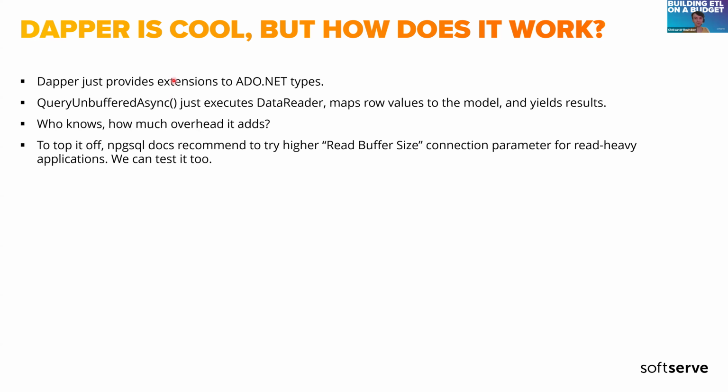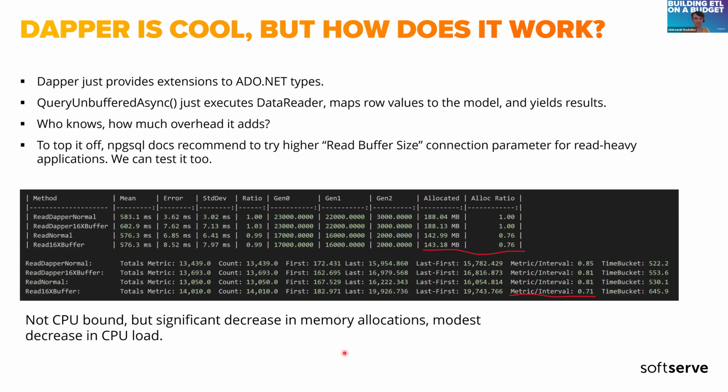I investigated its code a bit and found out that Dapper's query and buffer just executes data reader, maps raw values to the model, and yields results. Of course, to handle all edge cases, it can introduce inefficiencies. I tried writing my own async iterator to handle extraction. To top it off, Npgsql docs recommend trying higher read buffer size for read-heavy applications. After benchmarking, I found out that my new solution does not improve throughput on my hardware, but offers noticeable decreases in memory allocation and CPU utilization.